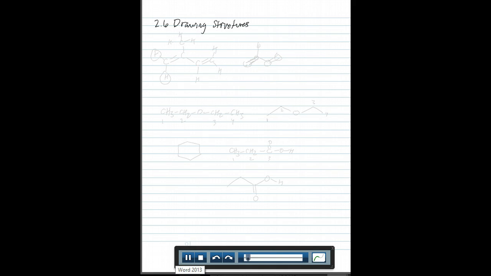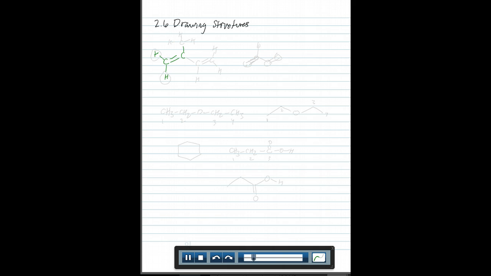All right, this section 2.6 is a very short section. We've already talked about this. It's how to draw chemical structures. One of the big things was the shorthand version that I showed you. So let me just show you again, just a few more examples.